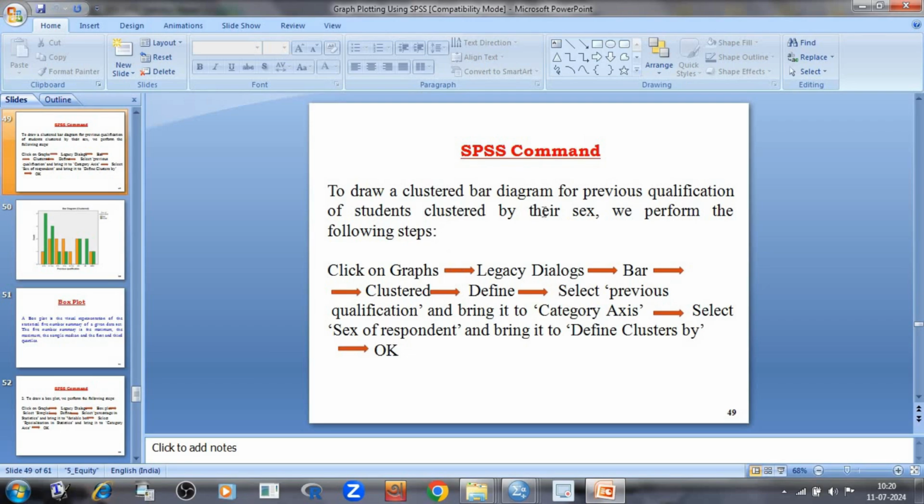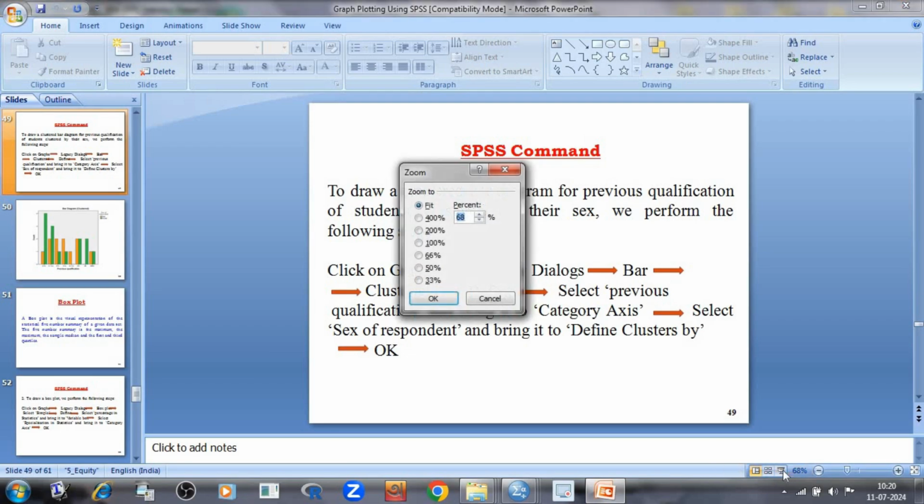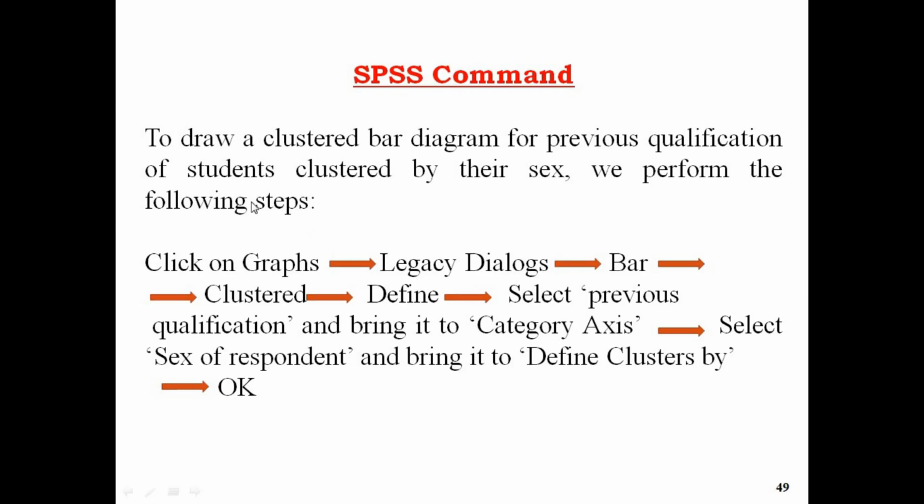So for clustered bar diagram, you see, click on graphs, then legacy dialogues, then bar, then clustered, then you define, then select previous qualification and bring it to category axis, and then select sex of respondent and bring it to define clusters by, and then OK.